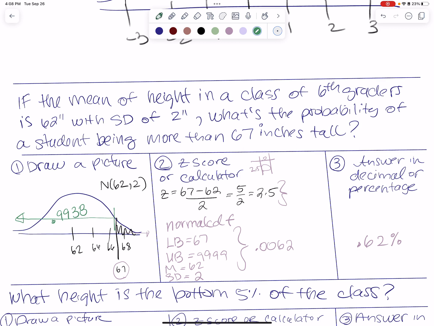But I want the top part. So that's 0.9938. So I want 1 minus 0.9938, and I'm going to get the same thing of 0.62% or 0.0062. You're not always going to get the exact same percentage, but it will be close enough that you'll get the full credit because it's similar enough to be fine because the calculator is a little more specific.